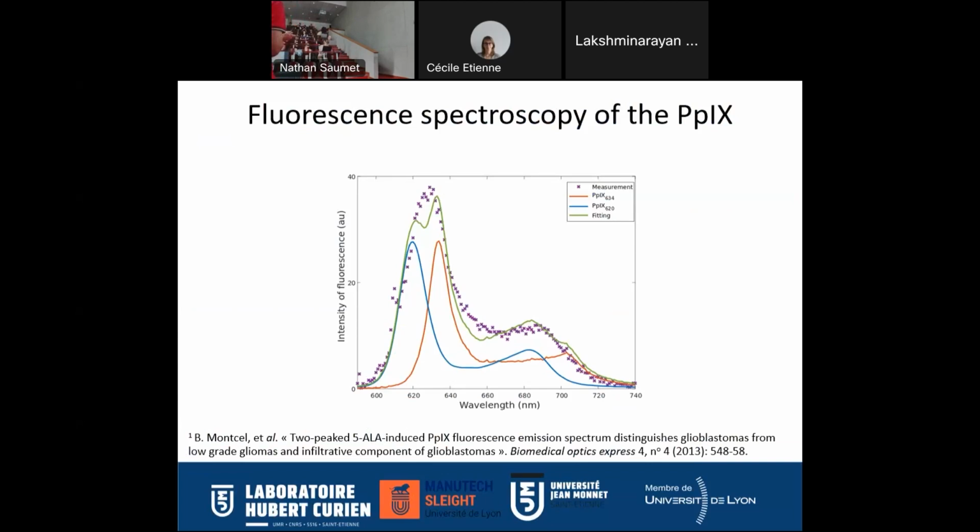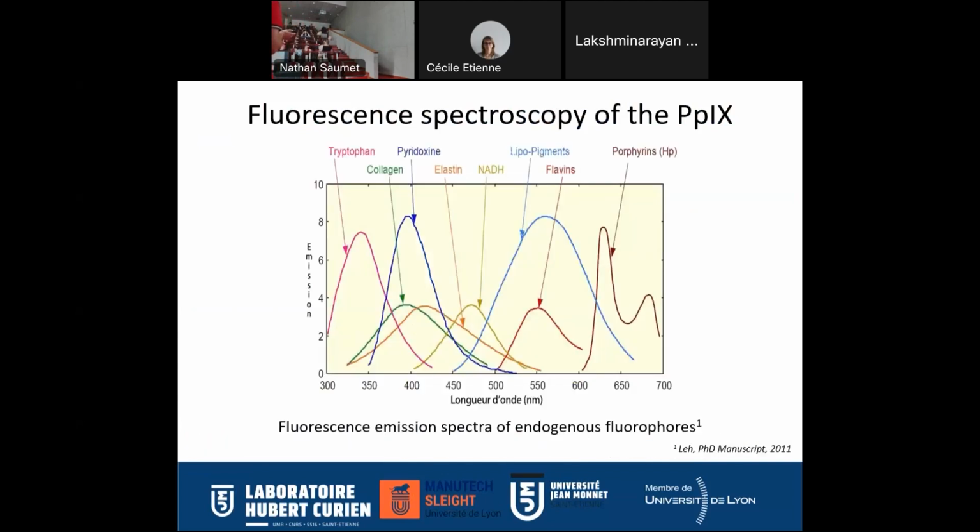But in biological tissues, there are a lot of other fluorescent molecules that are called endogenous fluorophores, and we need to consider them because they are present inside our measurements, and if we do not consider them correctly, or if we model them badly, then there is an impact on the estimation of the protoporphyrin, which is an element of the porphyrin family.